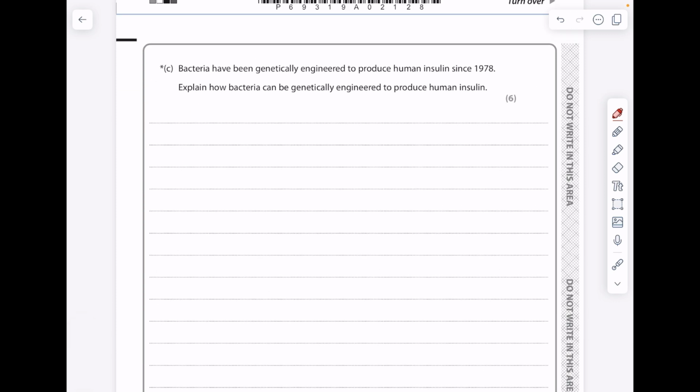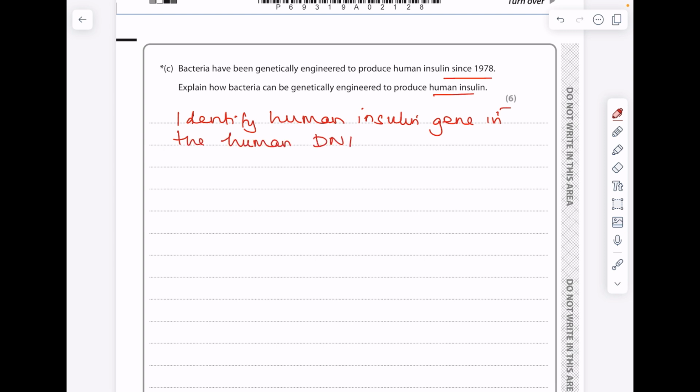Bacteria have been genetically modified to produce human insulin since 1978. Explain how bacteria can be genetically engineered to produce human insulin. Amazing. So we need to identify the human insulin gene in the human DNA. Now let's get technical. Cut out the insulin gene using restriction enzymes.